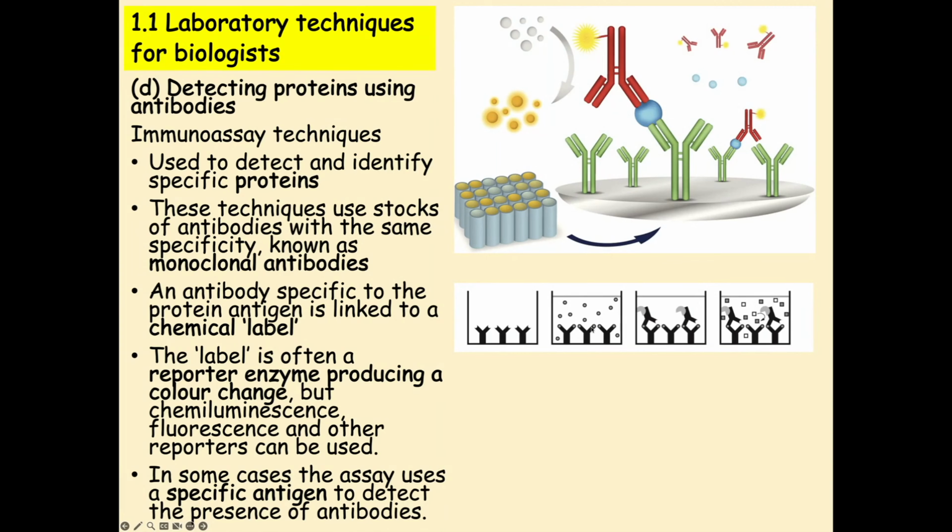If that protein or antigen is not present, then it will not bind to the first antibody here, and this second antibody with the reporter enzyme will not be able to bind to it, and that will not cause the shape change in the enzyme which activates it to break down the substrate. So there will be no color change in that instance.